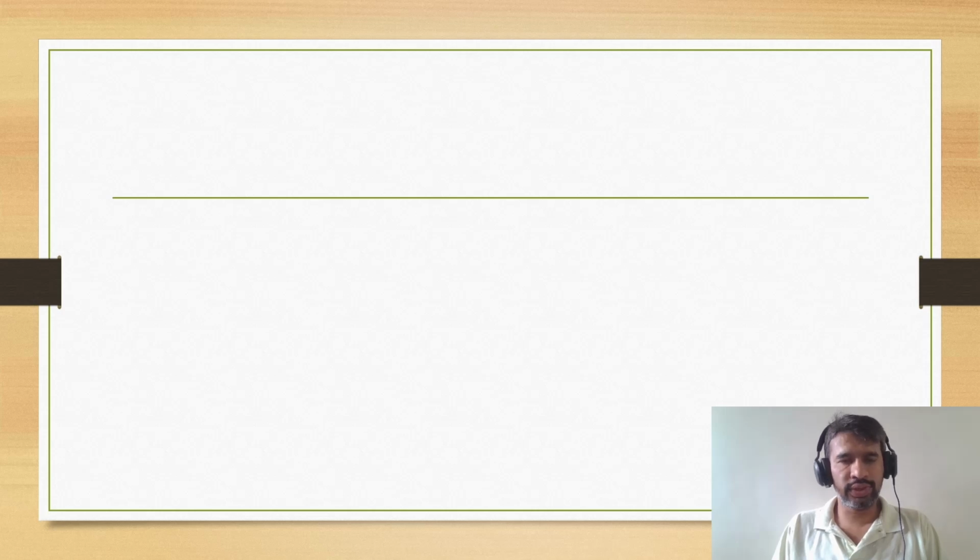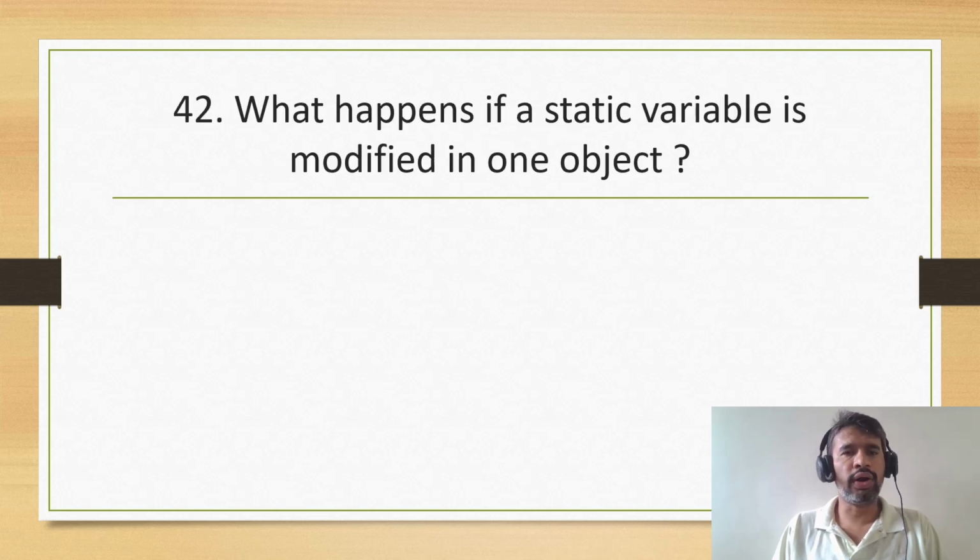Let us move on to next question. So the question is, what happens if a static variable is modified in one object? So the question is clear, I think. What happens if a static variable is modified in one object?